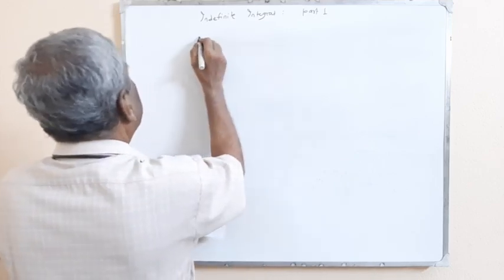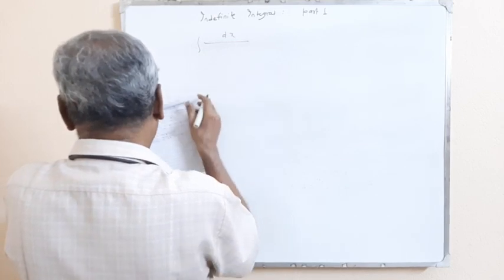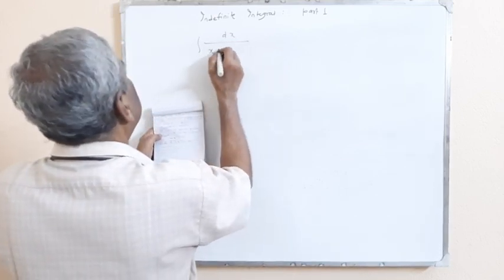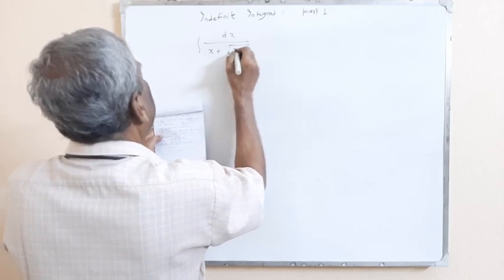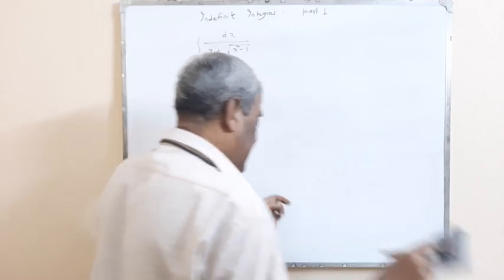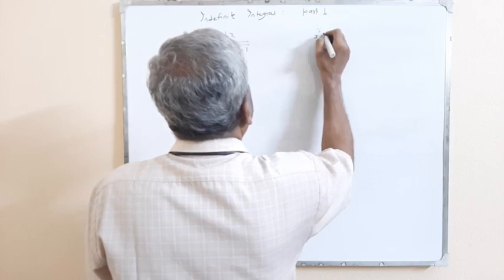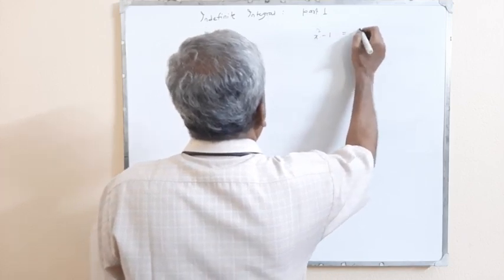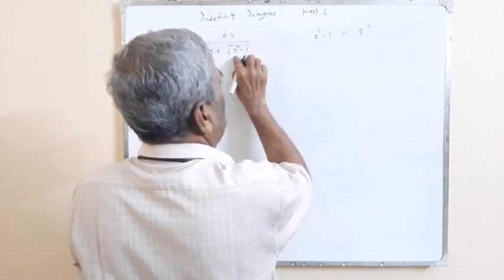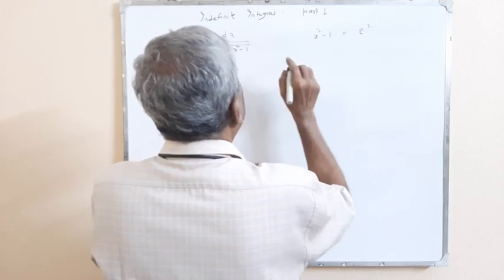Integration of dx by x plus square root of x square minus 1. Here, if we put x square minus 1 is equal to z square, because it is within the square root, it would be z. Then what would happen?